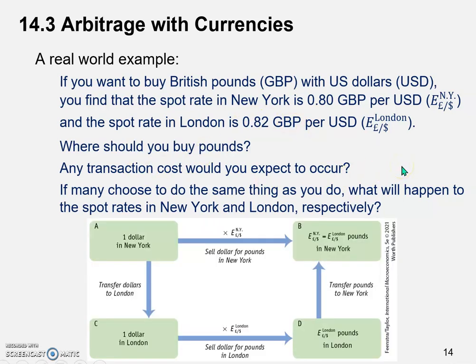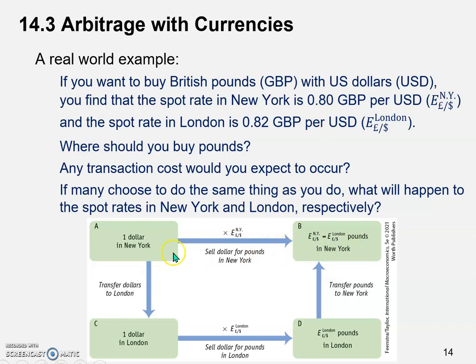Here we show you a simple flow chart about what we just discussed. We start with box A. You have $1 in New York, and you're trying to buy British pounds. One thing you could do is go ahead and do that in New York, so you sell your dollar and get the pounds. This is the exchange rate, as we said, 0.80 over there, and this is the so-called direct exchange.